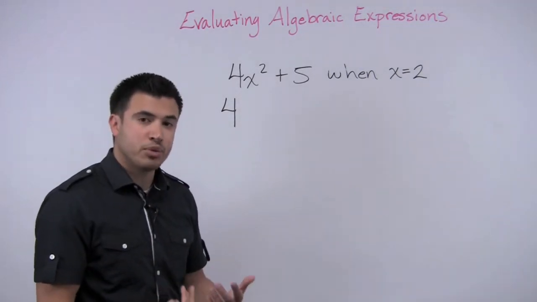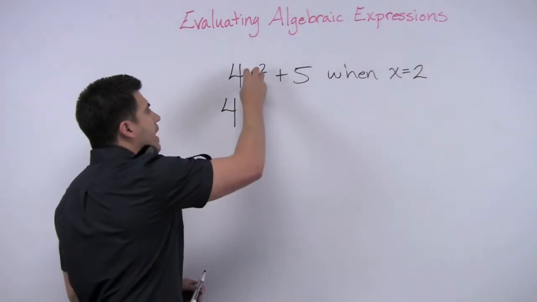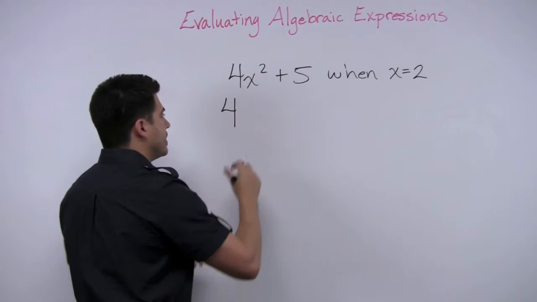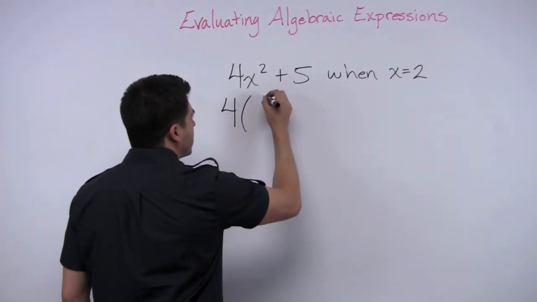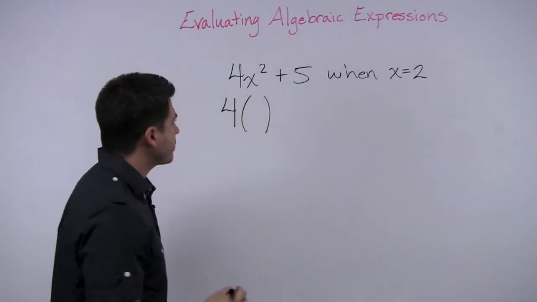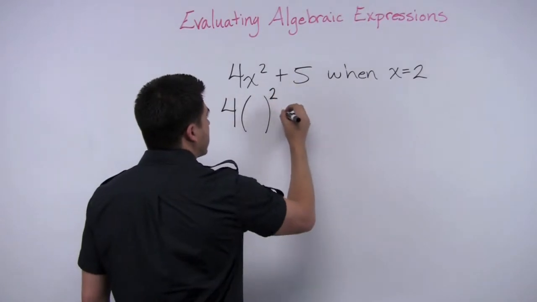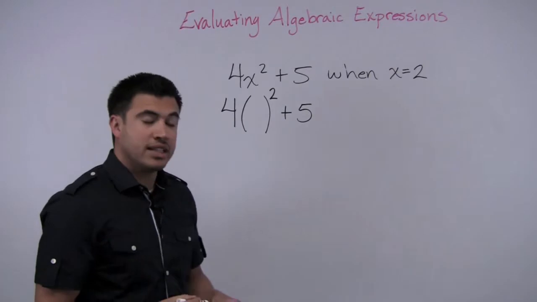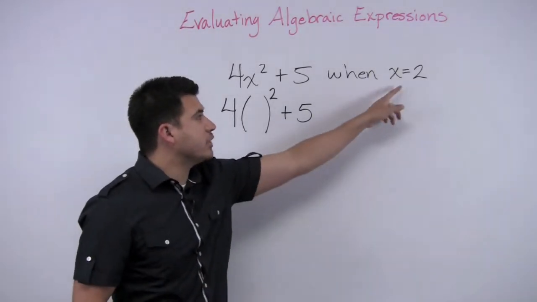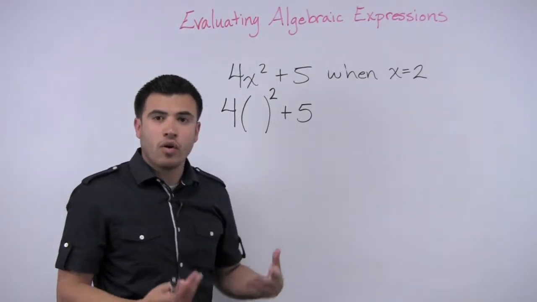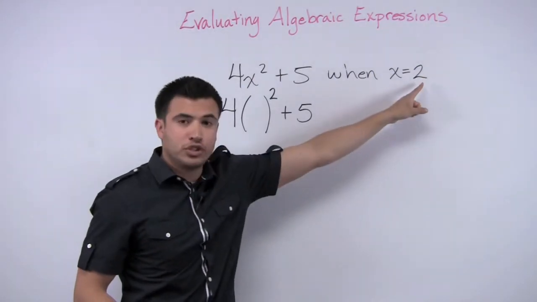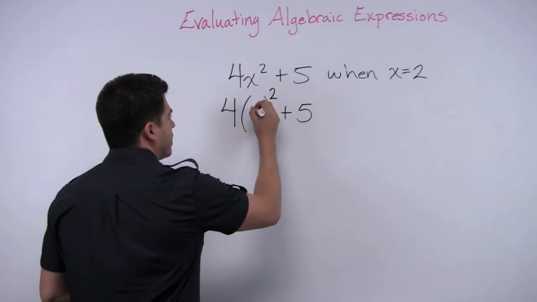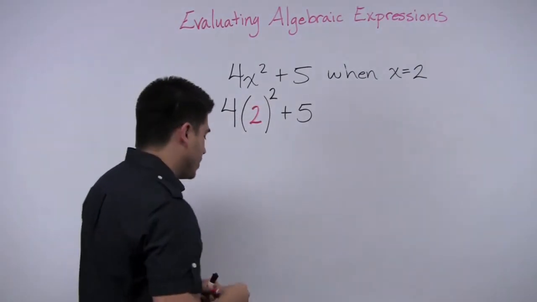When it says evaluate the given expression, you want to pull that x out. Instead of putting the x there, I'm going to put parentheses right there. Then I'll keep everything the same. I'll keep that squared, and that will be plus 5. Now it's saying evaluate that when x equals 2, so basically all you want to do is substitute 2 in for x. I'm going to write a 2 in red there so you can see that.